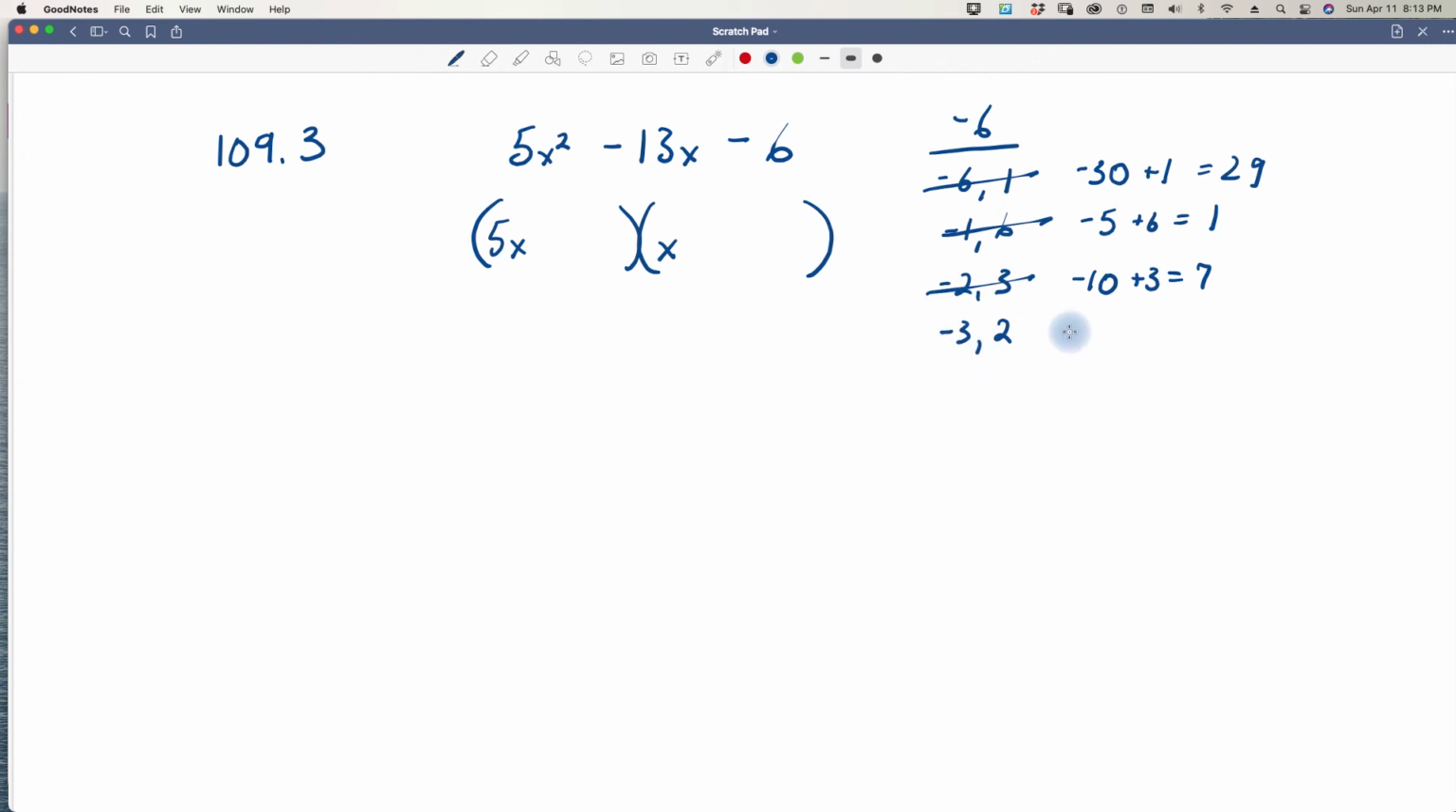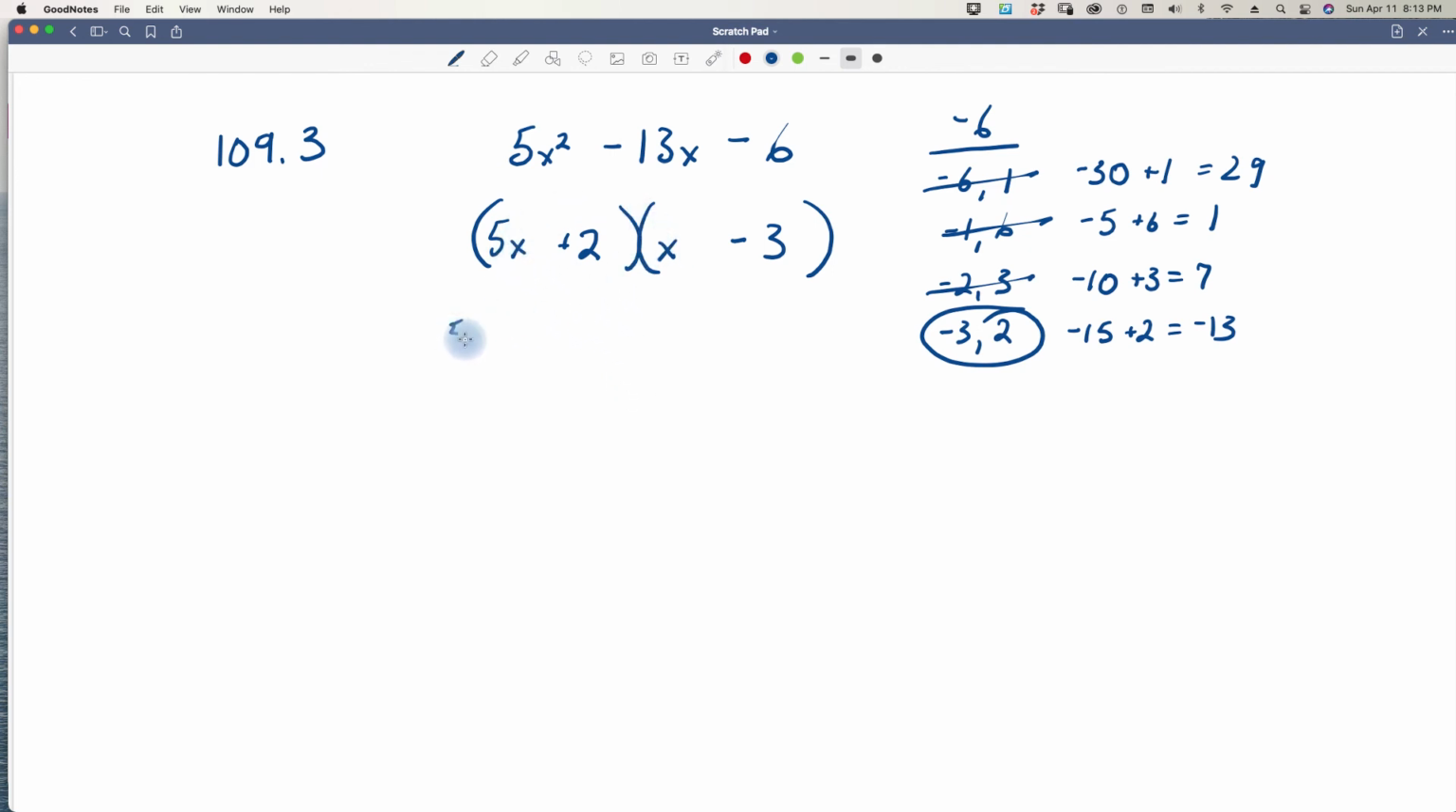5 times negative 3 is negative 15, and you have a positive 2. That's negative 13. So it's this pair. And we have to put the negative 3 where it will be multiplied by the 5. So the negative 3 goes here, and the positive 2 goes here. And now we check it. Always check it just to make sure.